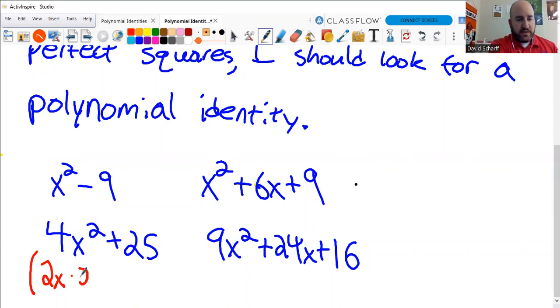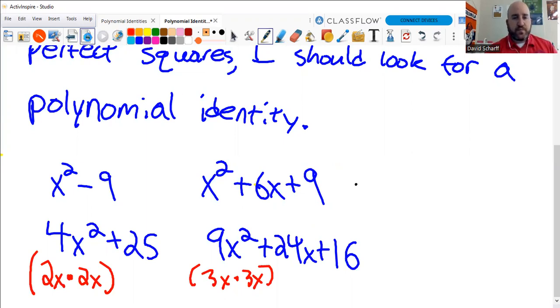4x squared is 2x times 2x, so it's still a perfect square. If I multiply 2x times 2x, I get 4x squared. 25 is a perfect square. 9x squared would just be 3x times 3x. And again, 16 is 4 squared. I'm not worried about the 24 in the middle.